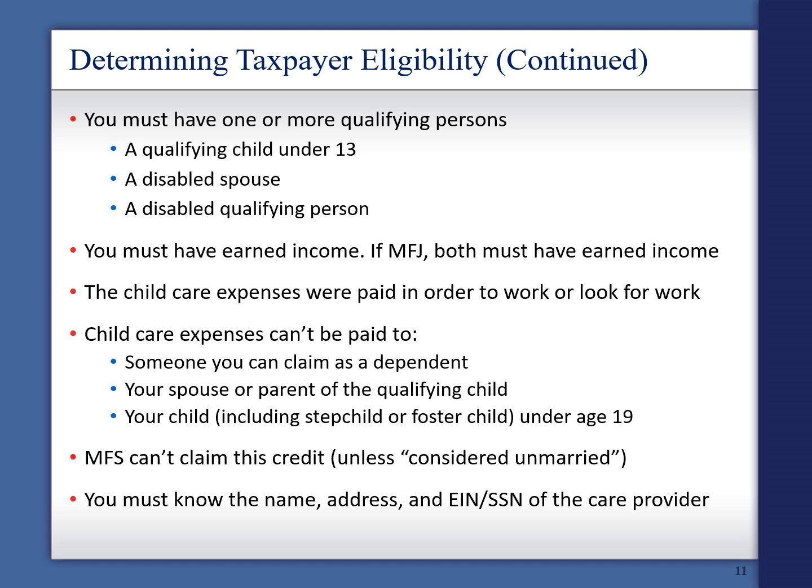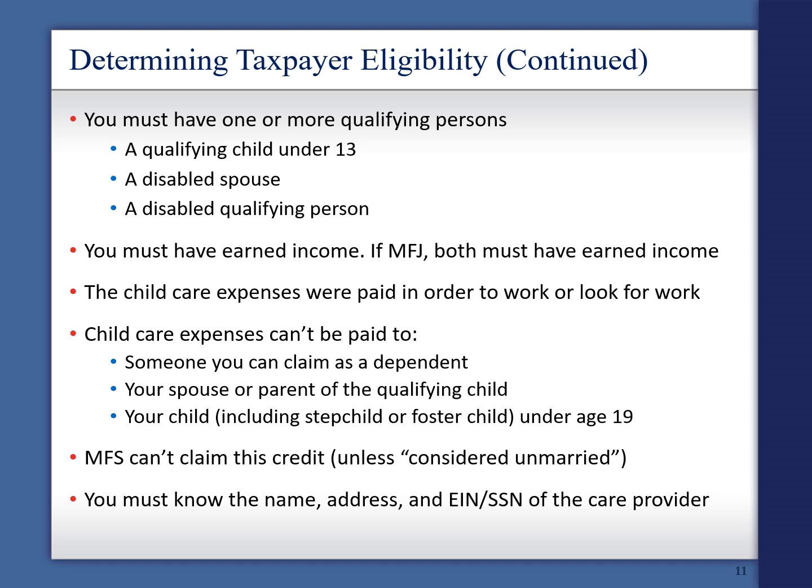Any disabled person who is physically or mentally unable to care for themselves and lived with you more than half the year and you can claim as a dependent, except if the disabled person had more than $4,700 in income exclusive of Social Security benefits, or the disabled person filed a joint return, or you or your spouse could be claimed as a dependent on someone else's tax return.